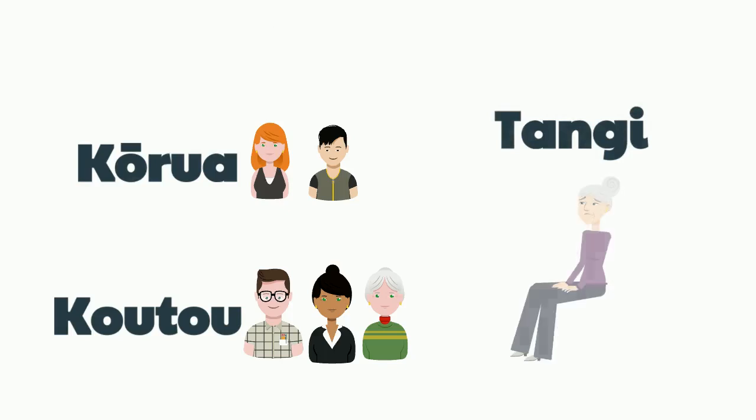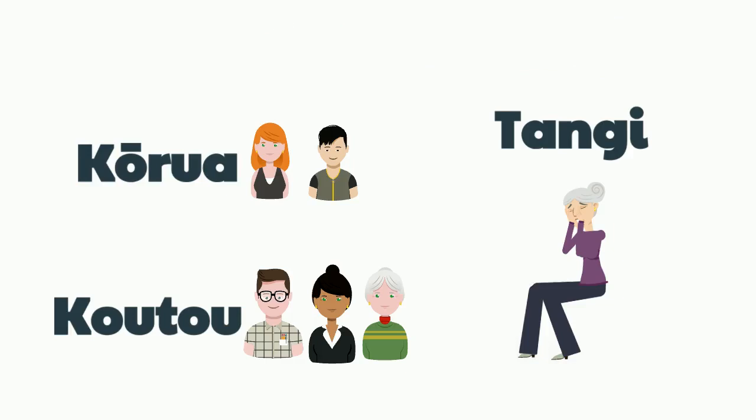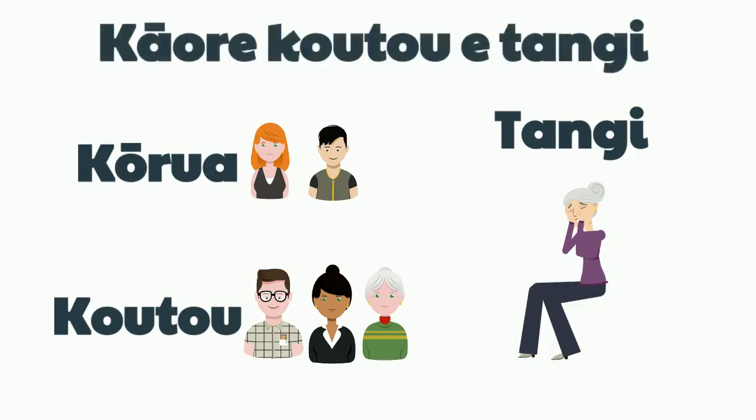Tangi means cry. How would you say, you two will not cry? Ka hore kōrua e tangi. How would you say, none of you will cry? Ka hore koutou e tangi.